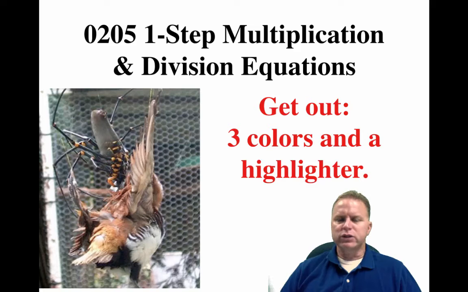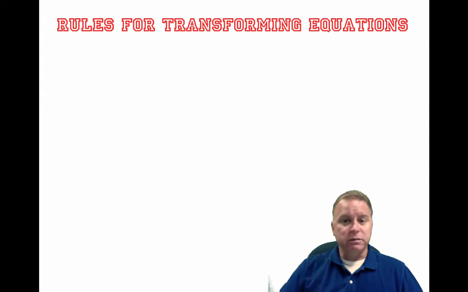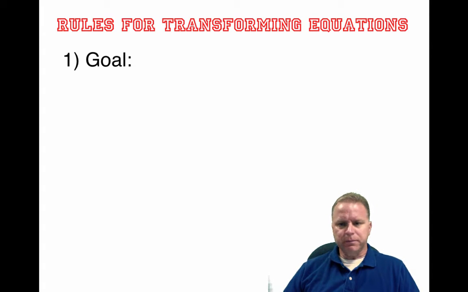This is Chapter 2, Section 5, one-step equations, multiplication, and division. You're going to need three colors: highlighters, colored pencils, that type of thing, and a highlighter. All right, so let's get started.